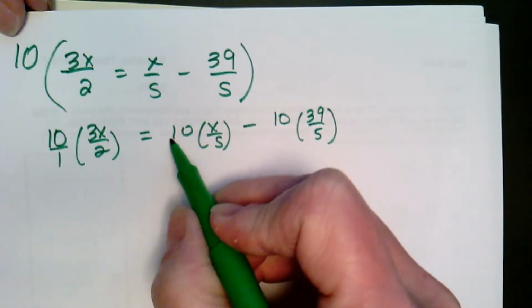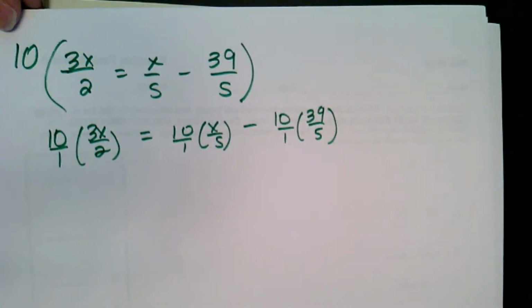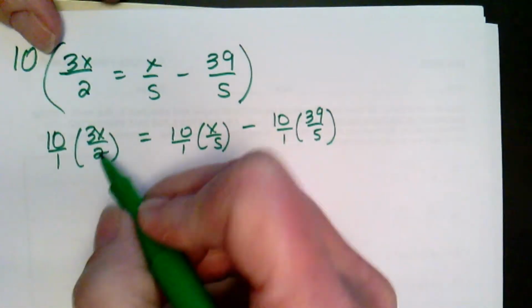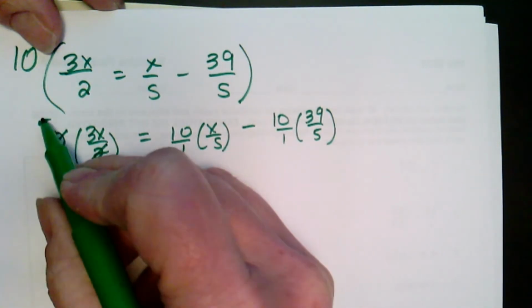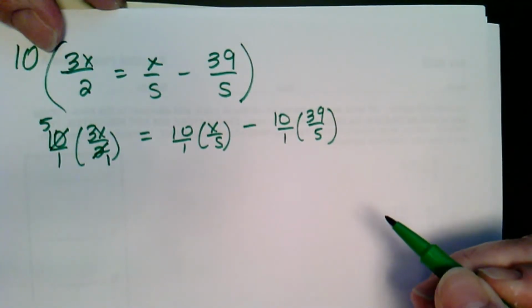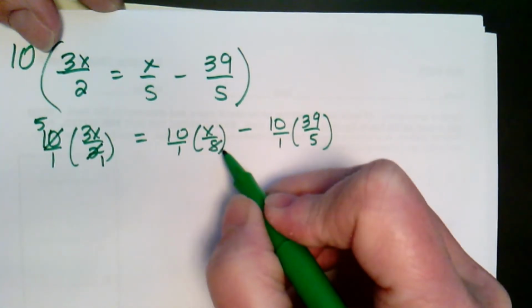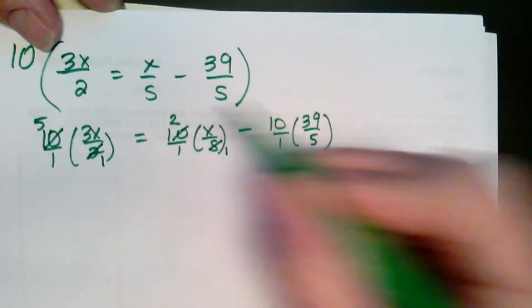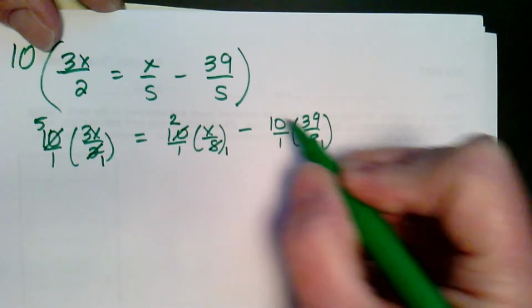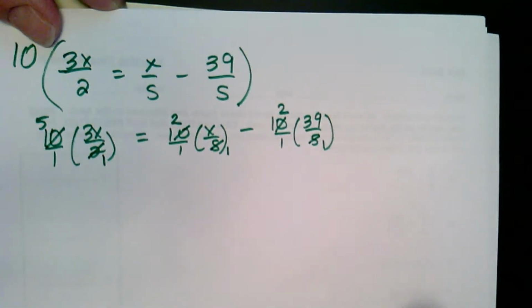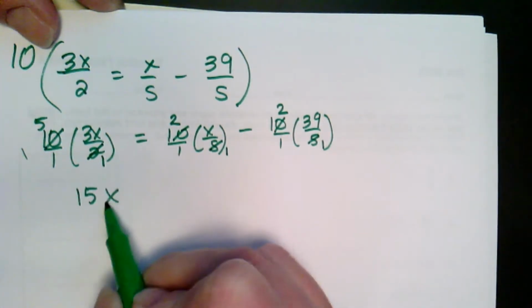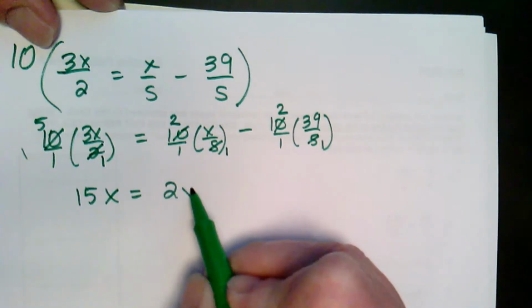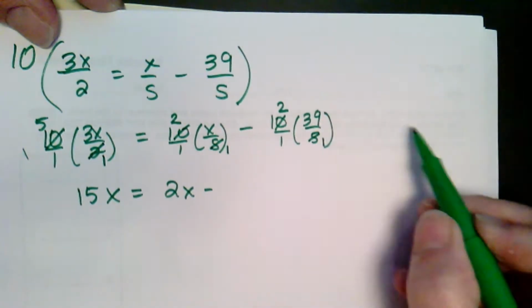Now remember, this is like doing this. And our whole goal is to get rid of our denominators. When you do this, we can cross cancel. 2 goes into 10 5 times. Notice our denominator is now gone. 5 goes in there once, 5 goes in there twice. And then I'm going to write what's left. So 5 times 3x, 2 times x, 2 times 39.